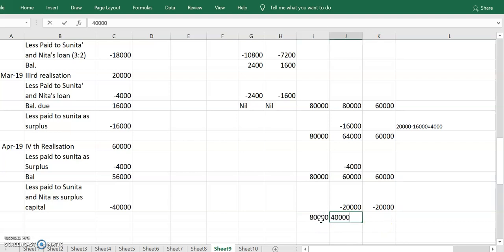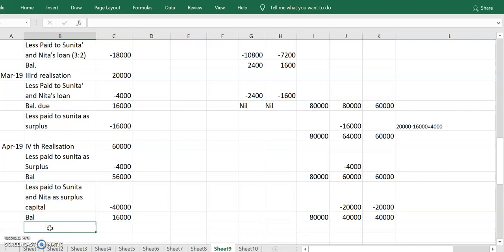40,000 balance shows in Sunita's capital account, 40,000 balance in Nita's capital account, and there is only 16,000 balance in the cash column after the payment of 40,000. That is called balance due or balance. Now we have to pay.